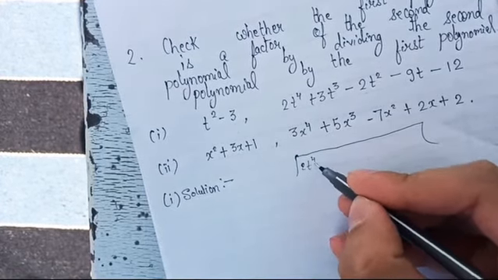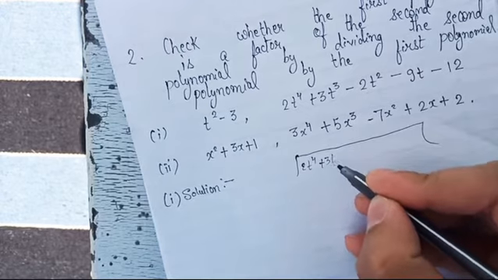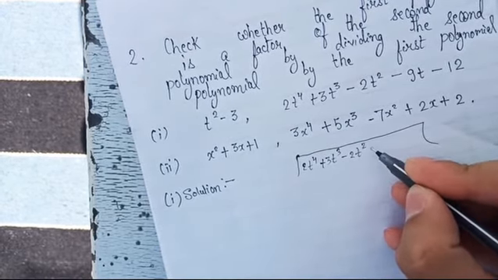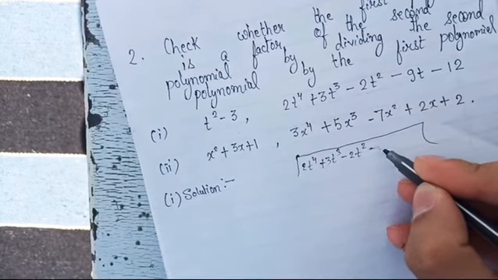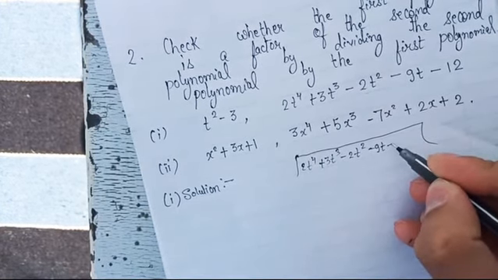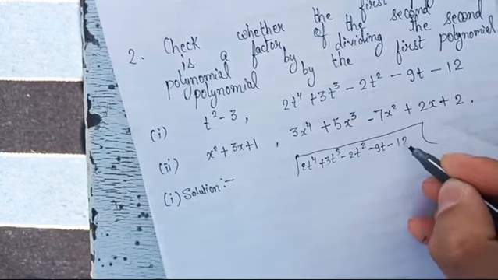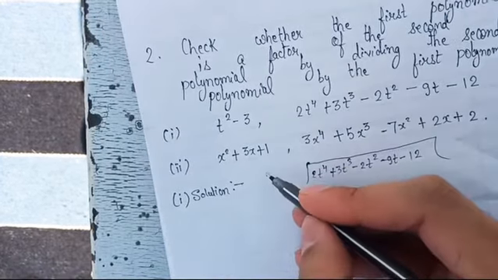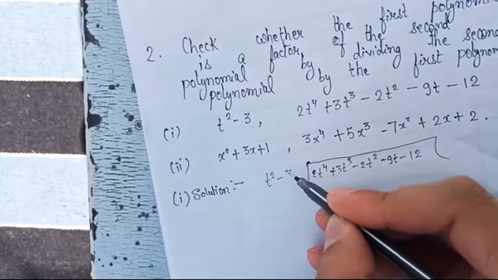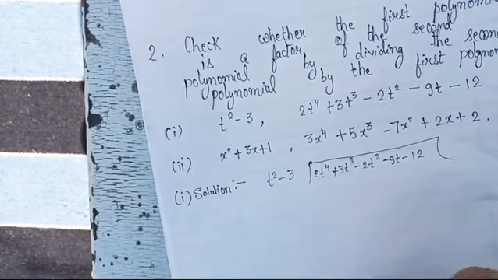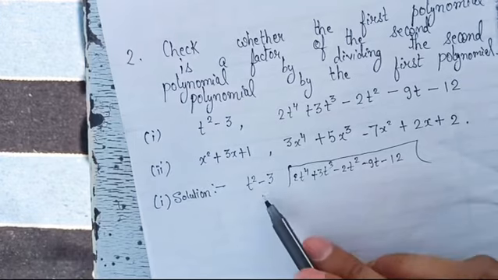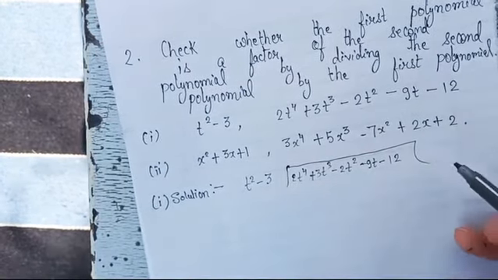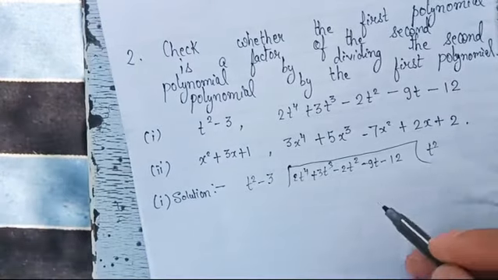2t raised to the power 4 plus 3t cube minus 2t square minus 9t minus 12. Okay, and it is divided by t square minus 3. So here t square, here t raised to the power 4. So t square into t square is t raised to the power 4.